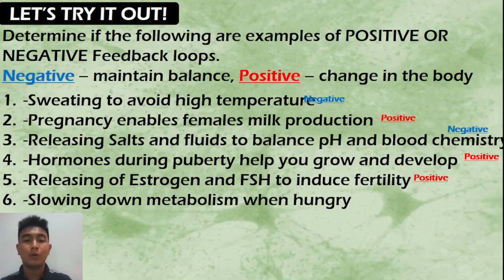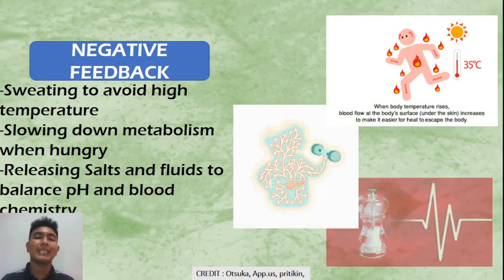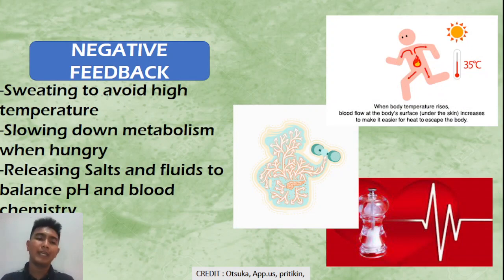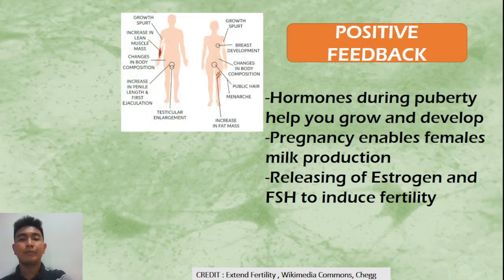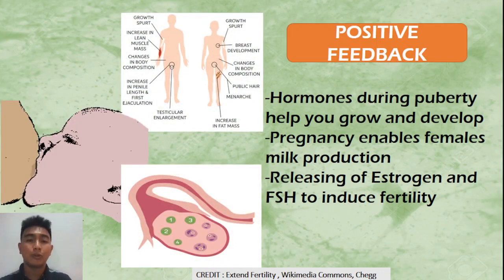Number 6. Slowing down metabolism when hungry. That one is negative, to balance you out. So again, here are examples of negative feedback: sweating, slowing down metabolism, and releasing salts and fluids by urinating. So that's the concept of negative feedback, balance. Other examples for positive feedback are making you grow and develop through hormones, milk production, and fertility. You're not always fertile all the time. There are cycles in which they need to change. So positive feedback has something to do with change.